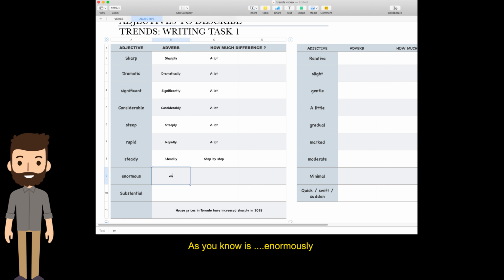Enormous, as you know, is enormously. It's a lot. Substantial, substantially. Make sure you get the spelling right. There are two L's there. Substantial is also a lot.